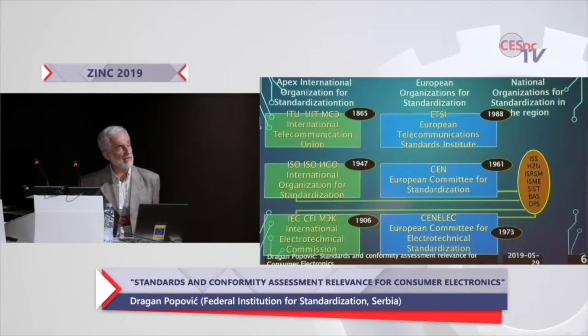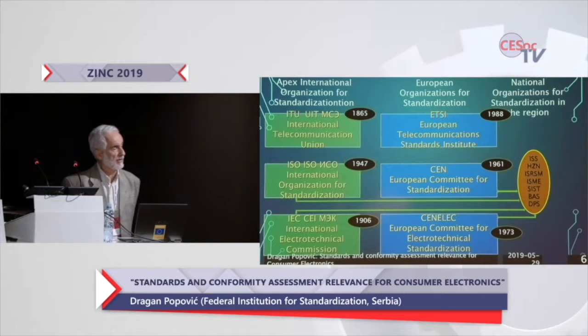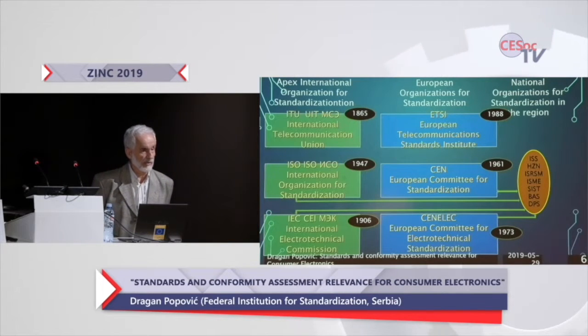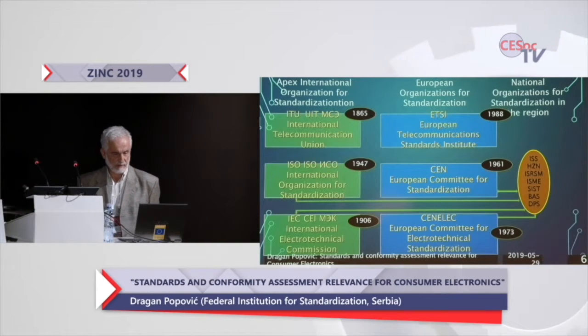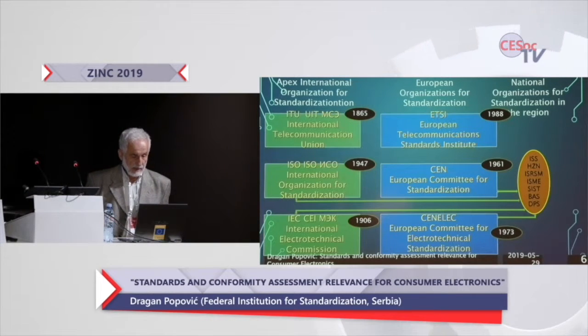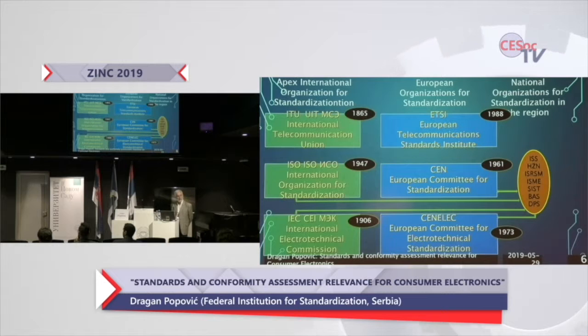In the next century, the name was changed from International Telegraph Agency to International Telecommunication. So that's it. Younger is IEC, Electrotechnical, formed in 1906, just after Tesla's power station.